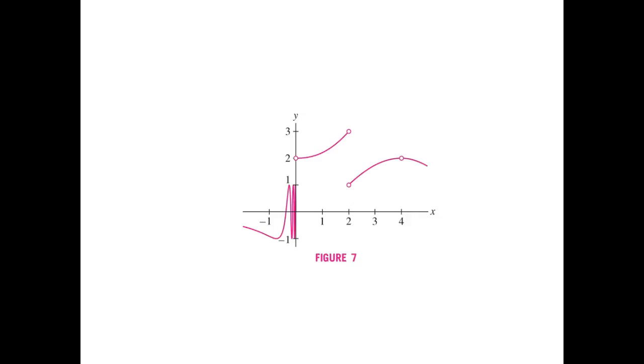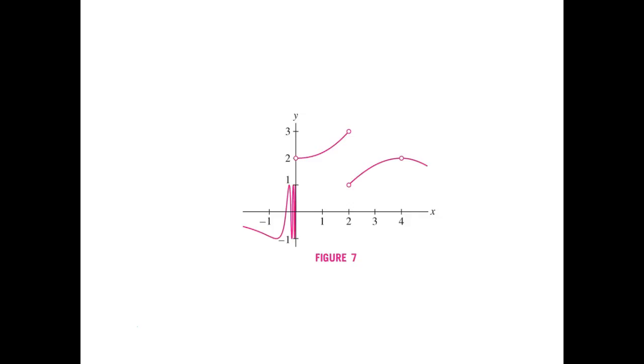So, what they're getting at here, this function has no value at x equals 0, x equals 2, or x equals 4. Where else? Does it have a limit at those three places? Left-hand limit at 0? No. Right-hand limit at 0? Yes. Left-hand limit at 2? Yes. Right-hand limit at 2? Yes.